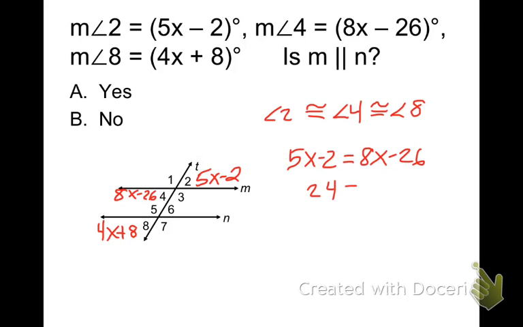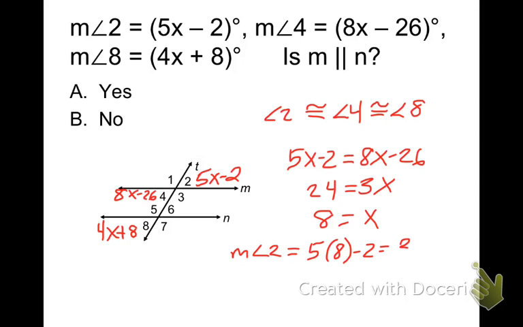So solving for x, we get x to equal 8, which tells us that the measurement of these angles, let's take angle 2 for instance, the measurement of angle 2 is 5 times 8 minus 2, so that's 38. The measurement is 38. Angle 8 here has to equal 38 in order for lines M and N to be parallel.